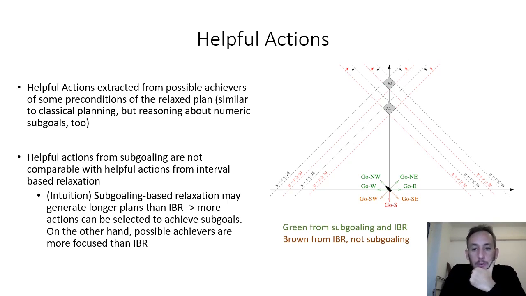As you can see from the example, with respect to the IBR helpful action mechanism, in this example we only get the green actions, which are the actions that can eventually satisfy those constraints, while the IBR, because it looks at state variables decomposition, not numeric condition decomposition, will get also the brown actions there, which are not actually helpful at all for this problem.